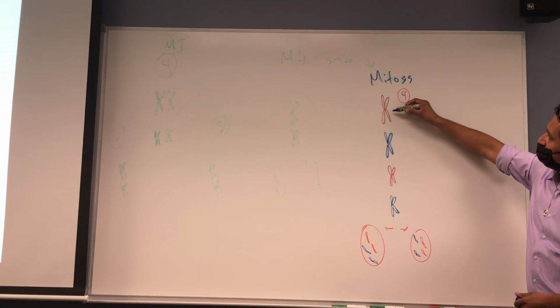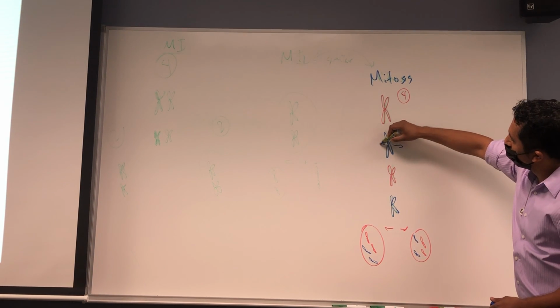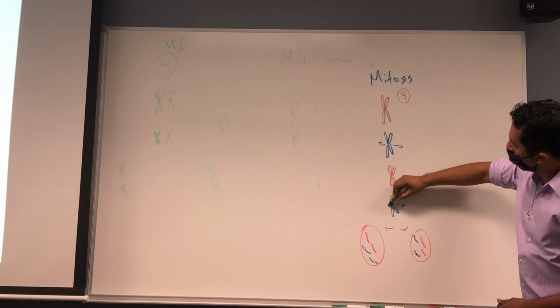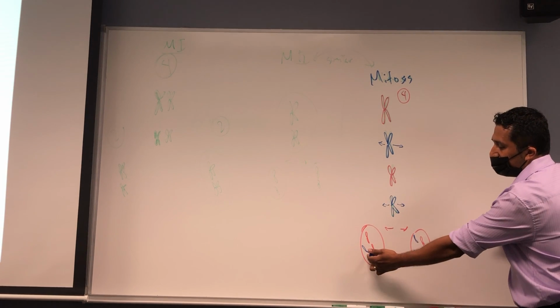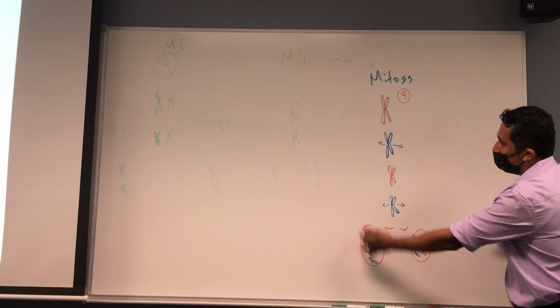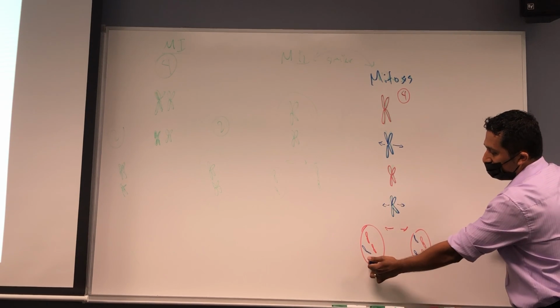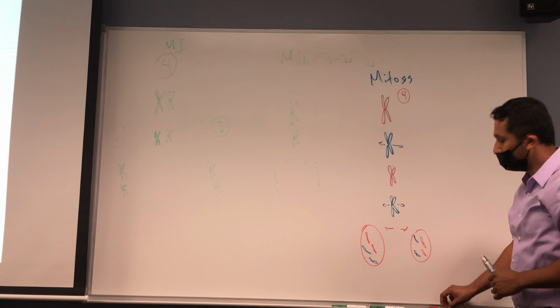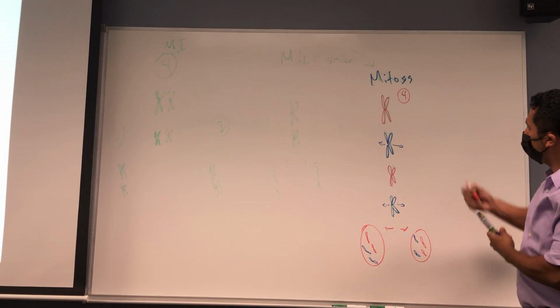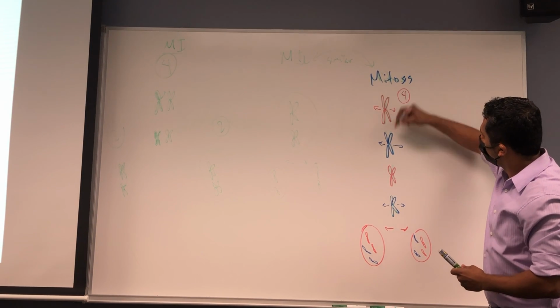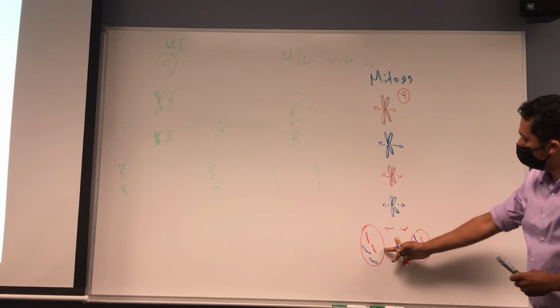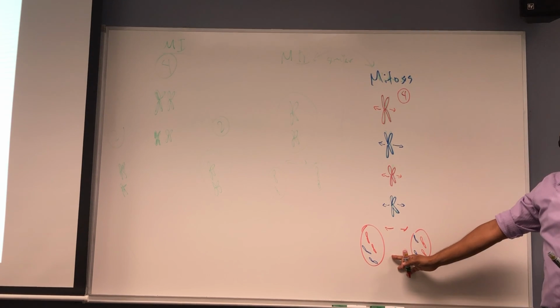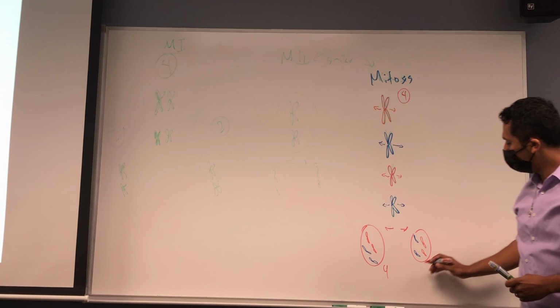Because this is a chromatid separate. Once the chromatid goes here, that becomes 1 chromosome. Once the chromatid comes here, that is 1 chromosome. Same thing for this one and this one. So how many chromosomes at the end? 4. How many chromosomes here?